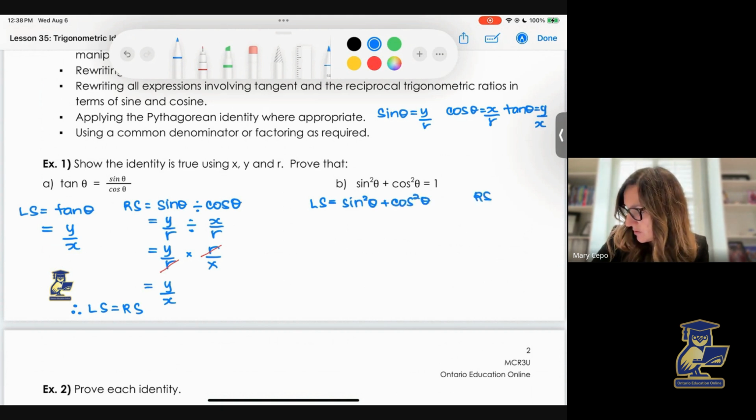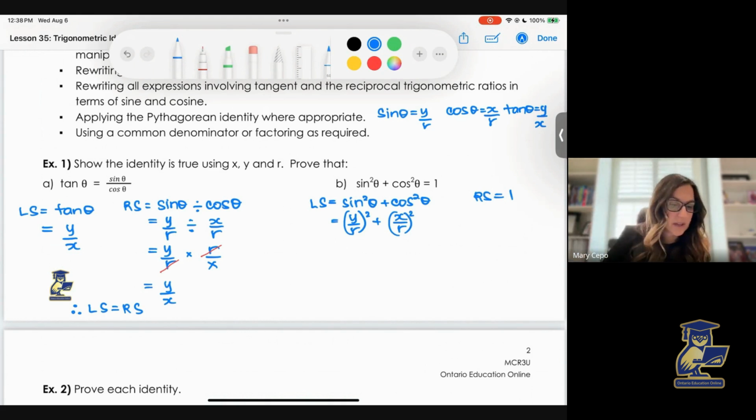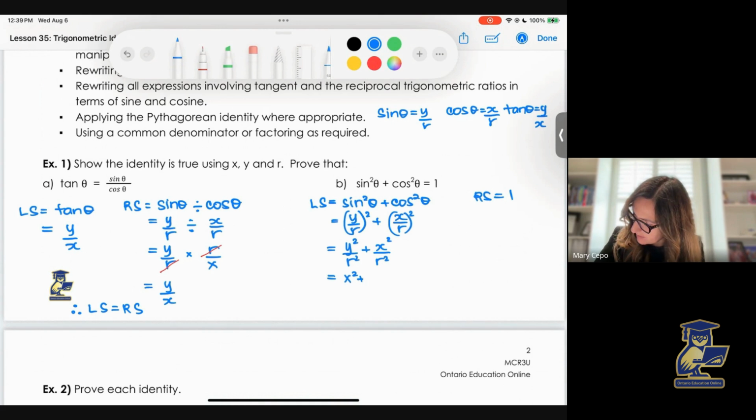The right side is equal to 1. Now, of course, the right side is pretty simplified. We're going to work with the left side. Now, we know sine is equal to y over r, so this is going to be y over r all squared plus cosine, which is x over r all squared. So in this case, we know this is going to be y squared over r squared plus x squared over r squared. And we know that's x squared plus y squared all over r squared.